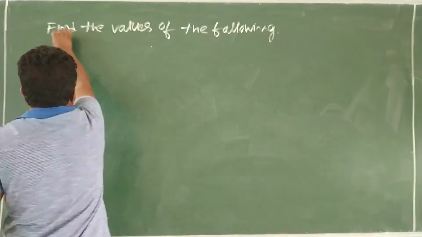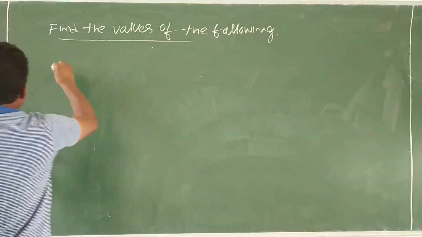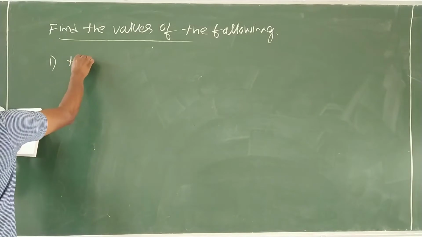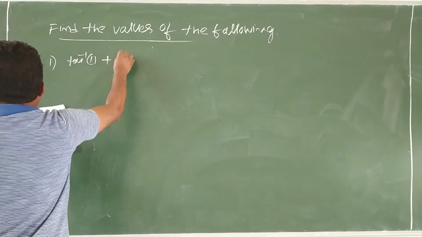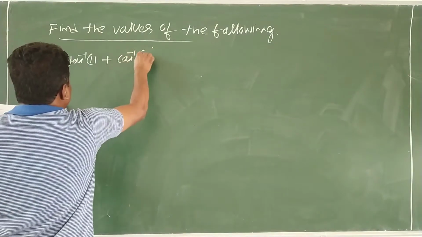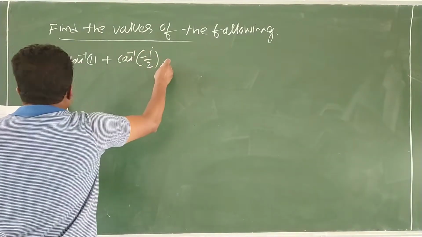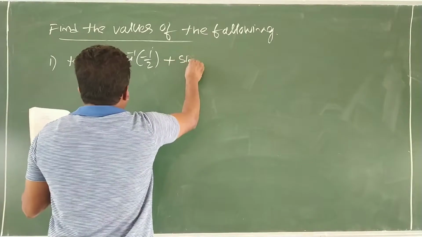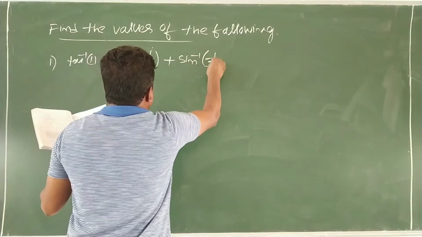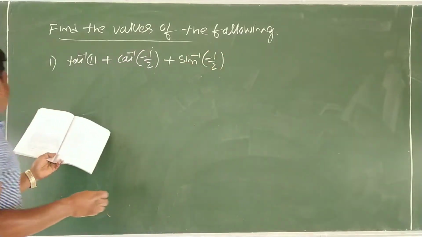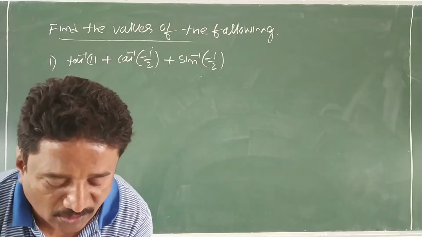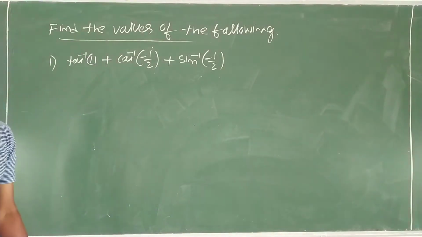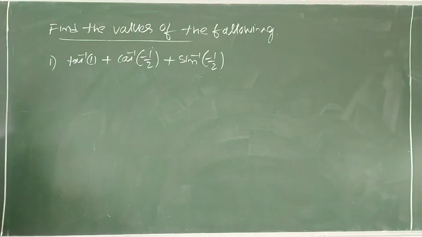Find the values of the following. First question: tan inverse 1 plus cos inverse minus 1 by 2 plus sin inverse minus 1 by 2. This problem can be solved by two methods, students. It's a very easy question. Look at this solution.